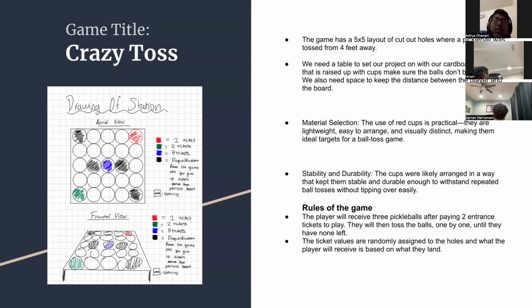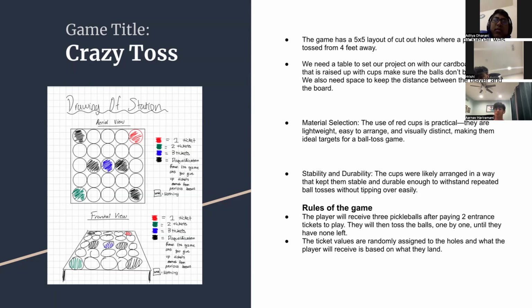The material is red cups because they are very practical, lightweight, easy to arrange, and visually distinct, making them ideal targets for the ball toss game. The cups were arranged in a way to keep them stable and durable enough to withstand repeated ball tosses without tipping over easily.